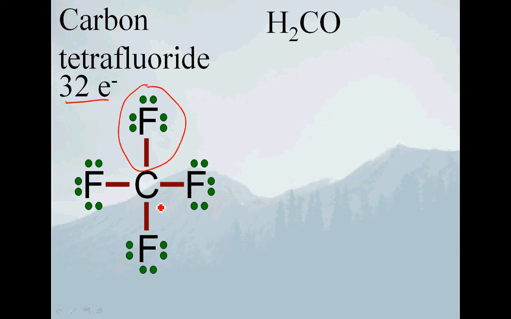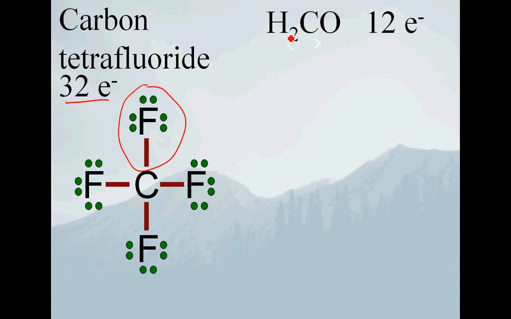Next, a compound that's known as acetone, H2CO. First step, calculating the total number of valence electrons. So oxygen has 6, carbon has 4, each hydrogen has 1, for a total of 12 valence electrons.